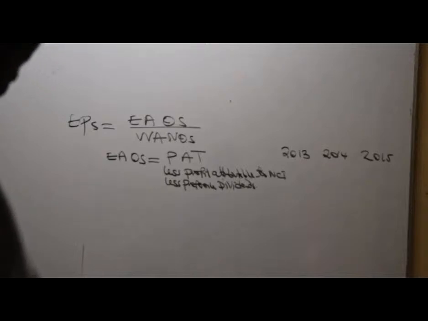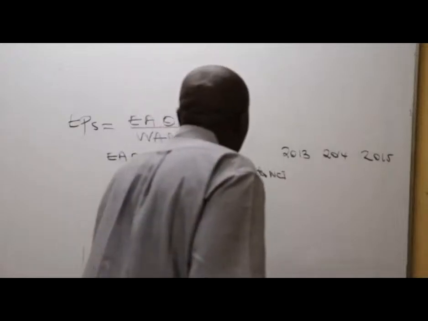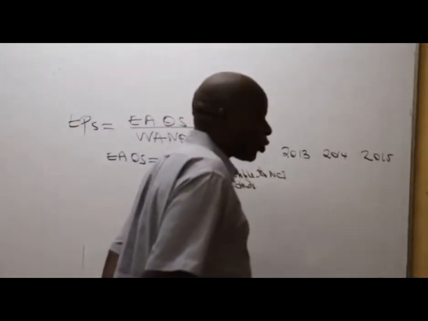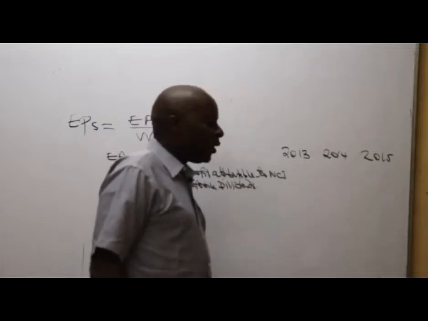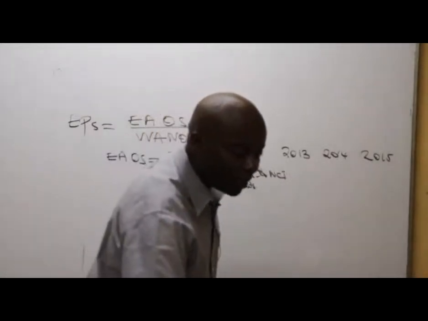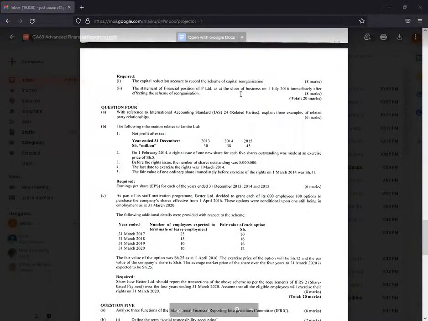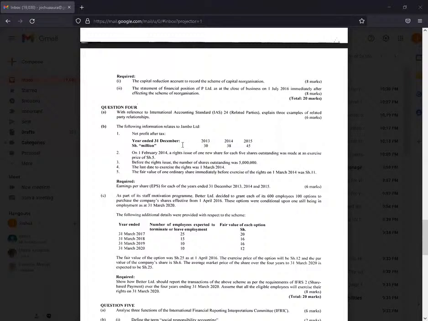You take the reported profit after tax, you subtract any profit which is attributable to non-controlling interest. And then we also subtract any preference dividends. So let me project my question here. We have the reportable profit, the net profit after tax: 2013 is 30, then we have 38, and then lastly we have 45.